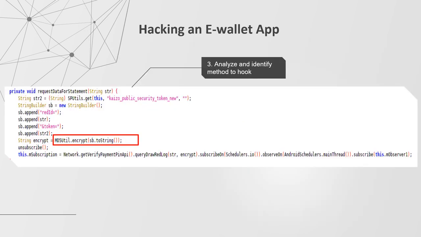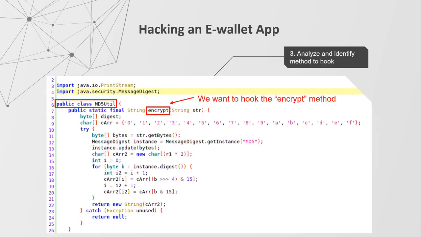Next, I needed to find out how the signature was being generated. So the easiest way for me at that time was to search for strings. In my case, I searched for the API URL and then slowly traced it back to this specific code. The application was taking the red ID value and token value, concatenating them together, and then sending it to the MD5 util encrypt method to perform some sort of encryption. So this is the encrypt method that we are interested in hooking and could potentially help us solve this issue.